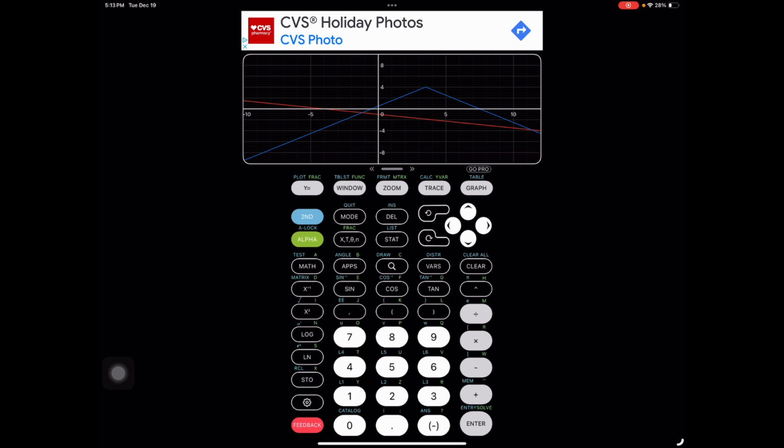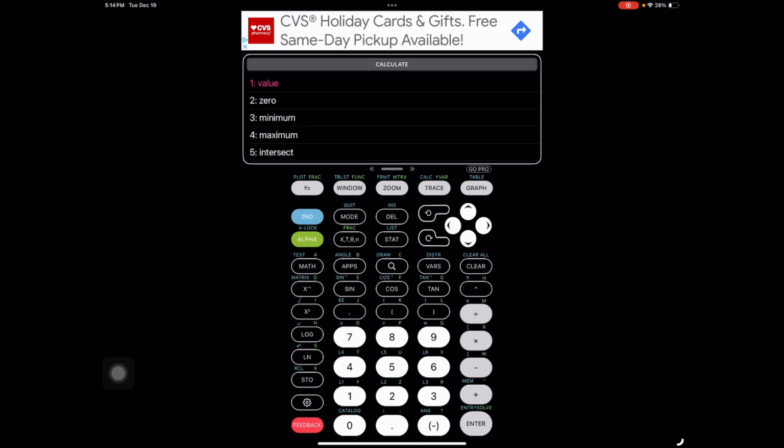So because, one, I can't see the exact location of the first one, and two, now that I see this one, I can't tell that exact location either, we want to use on the calculator the intersection function. So we're going to go to second, calculate, and we want to find out where these things are intersecting. So I'm going to hit 5.